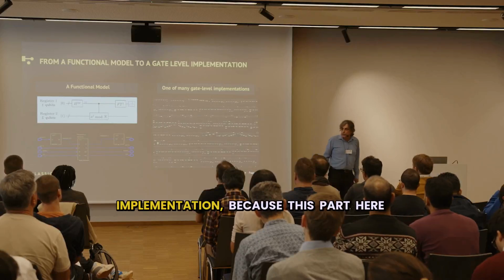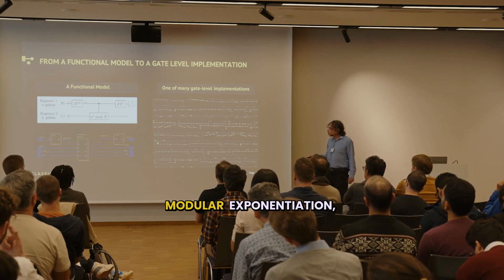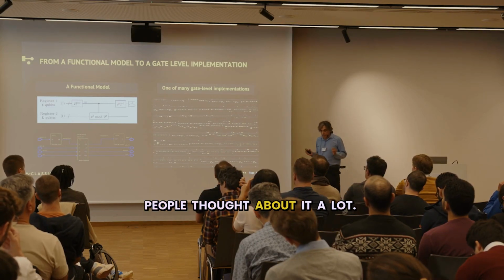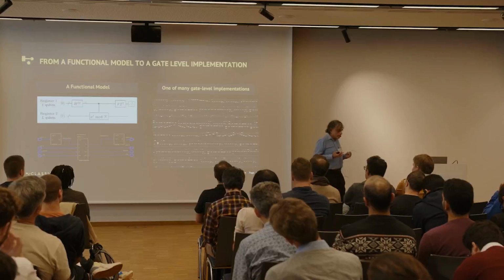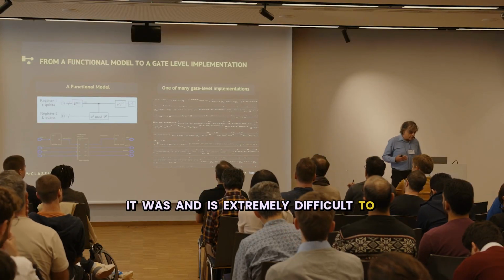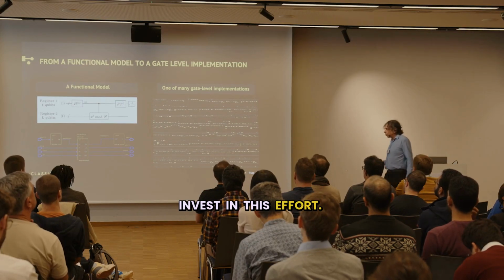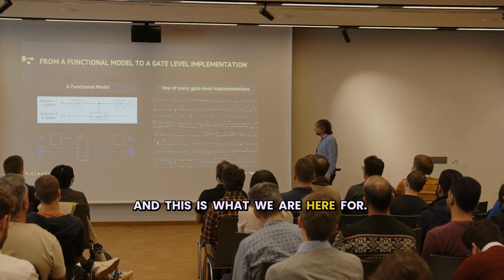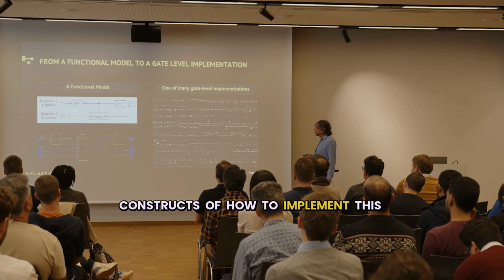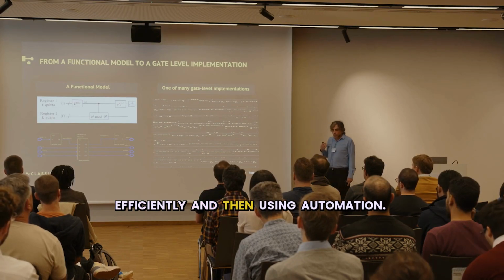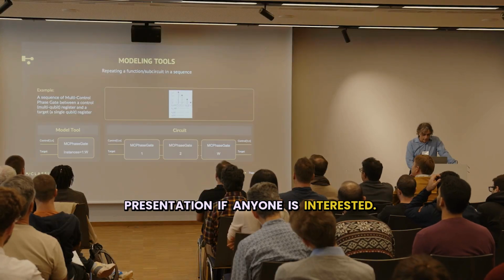Still, there was no implementation because this part, the controlled modular exponentiation, people thought about it a lot. They wrote papers about it. We will see a few papers, but it was and is extremely difficult to implement, and people did not invest in this effort. And this is what we are here for. This is one example of identifying the constructs of how to implement this efficiently, and then using automation. So this would continue. I could share this presentation if anyone is interested.